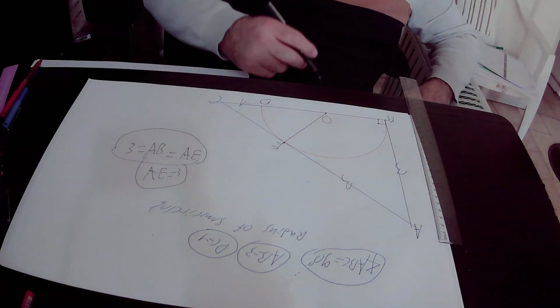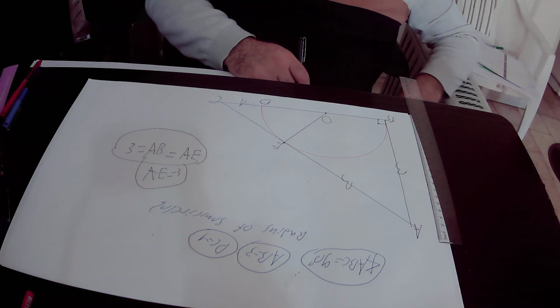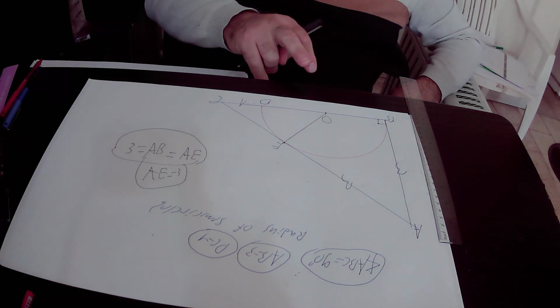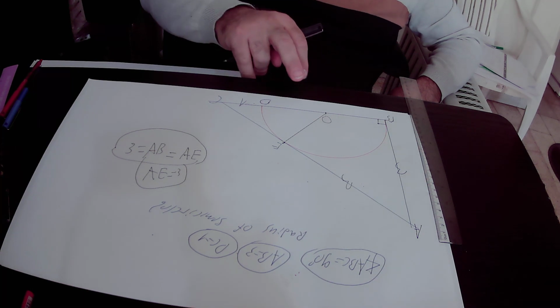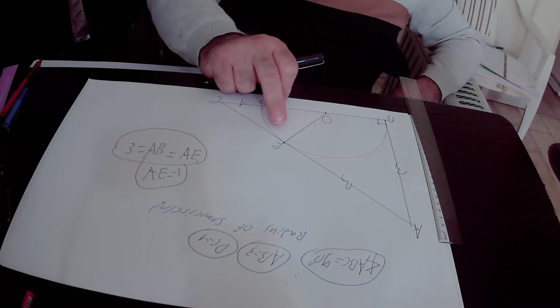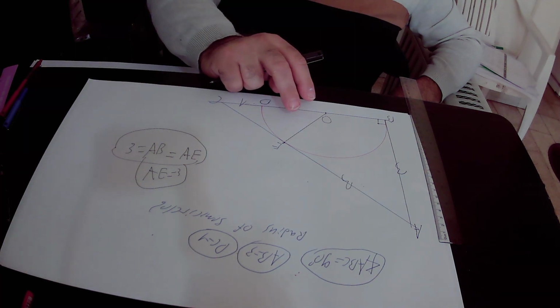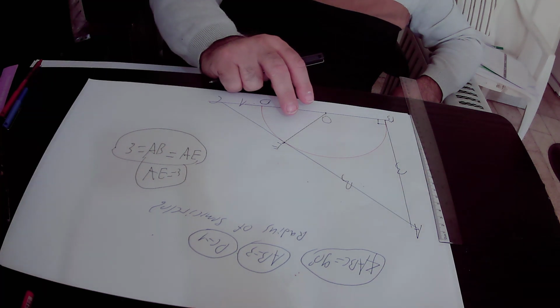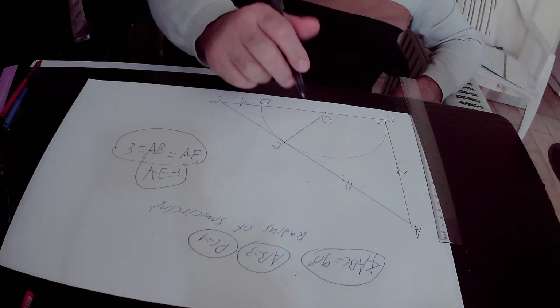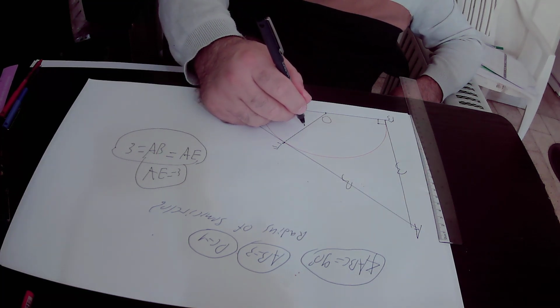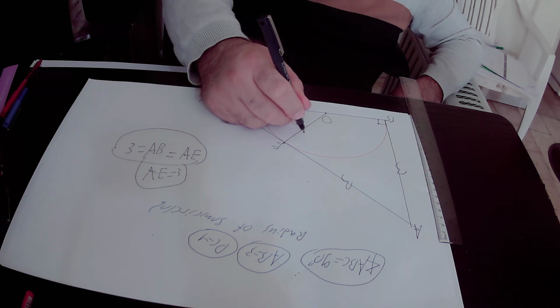Actually, line segment OE is the radius of the red semicircle. Why? Because it starts from the center of the semicircle, that is to say from point O, and ends at point E, that is a point on the semicircle itself. Therefore, line segment OE is defined as the radius of this red semicircle. We will call the radius of the semicircle R. Therefore, OE will be equal to R.